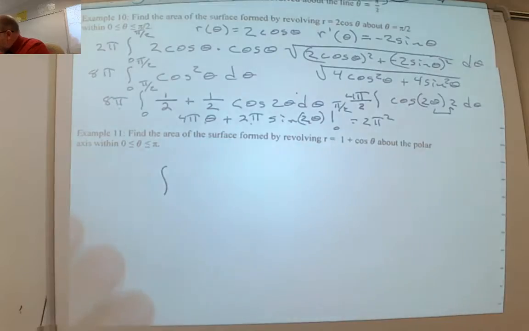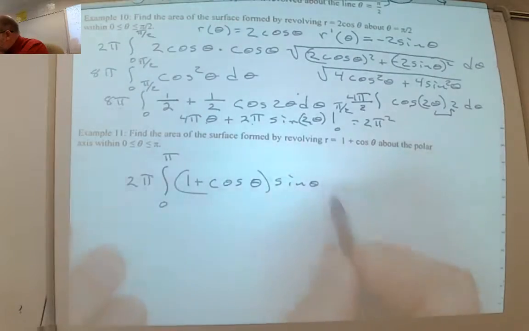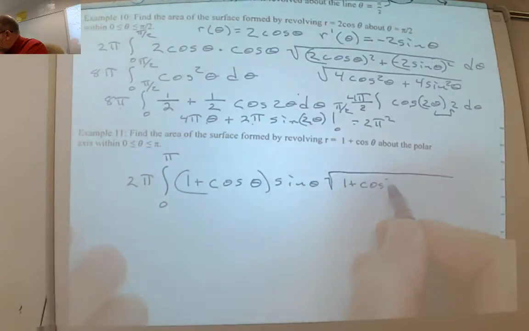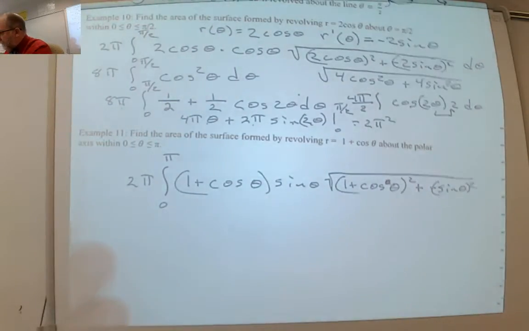Alrighty. Ryan, why don't you set me up here? What goes where? R equals, integrate from 0 to pi. You want me to put 2 pi out here too? Okay, we're going around the polar axis this time. So you do 1 plus cosine theta times sine theta. Yep. And then square root of cosine theta squared, plus negative sine theta, squared. I'll square that, correct? Right?